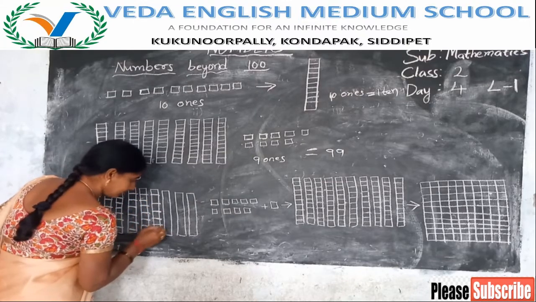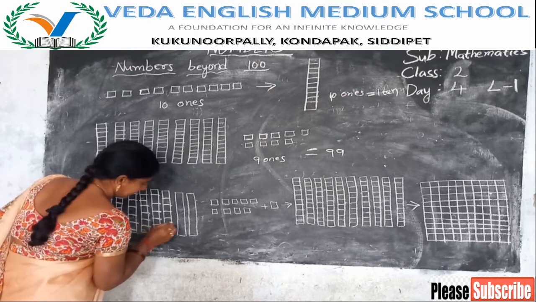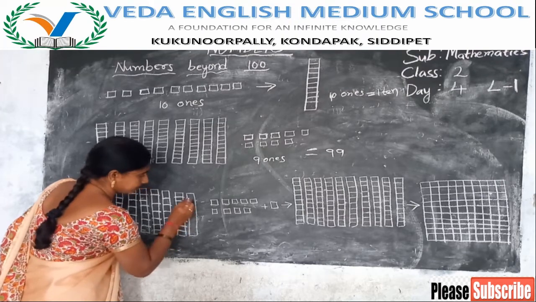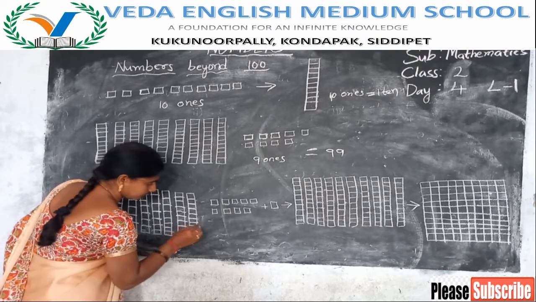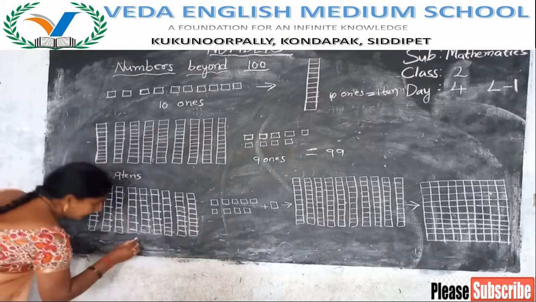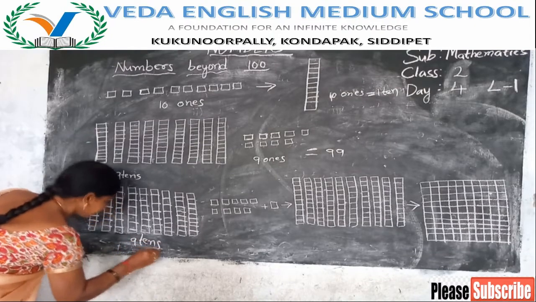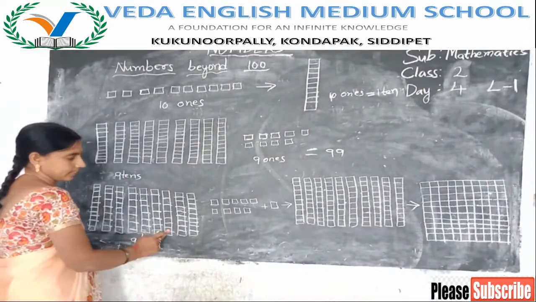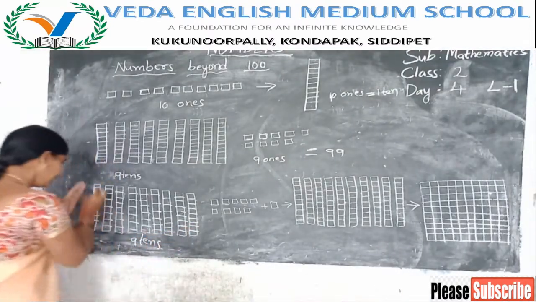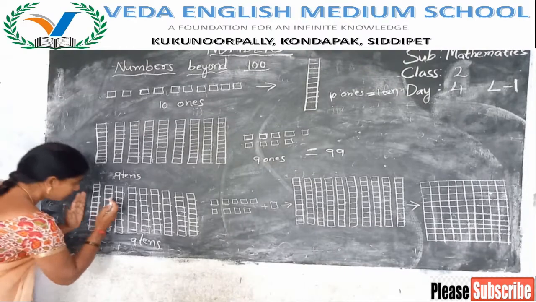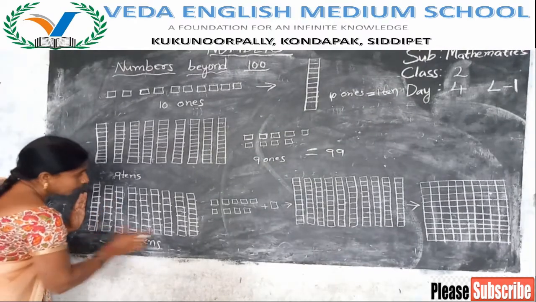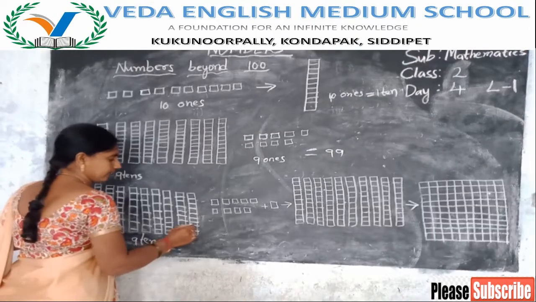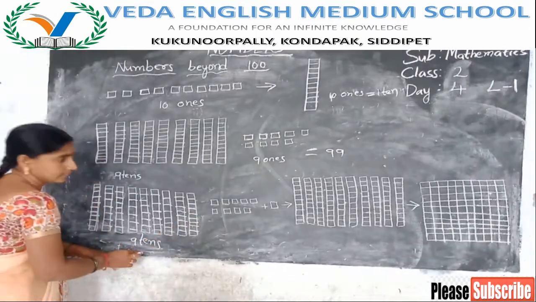See, like this given here. 9 tens means 90. This is totally 9 tens. See? 1, 2, 3, 4, 5, 6, 7, 8, 9. Each sheet contains 1 ten. 2 sheets contain 2 tens. Like that. How many sheets here? 1, 2, 3, 4, 5, 6, 7, 8, 9. 9 sheets contain 9 tens.